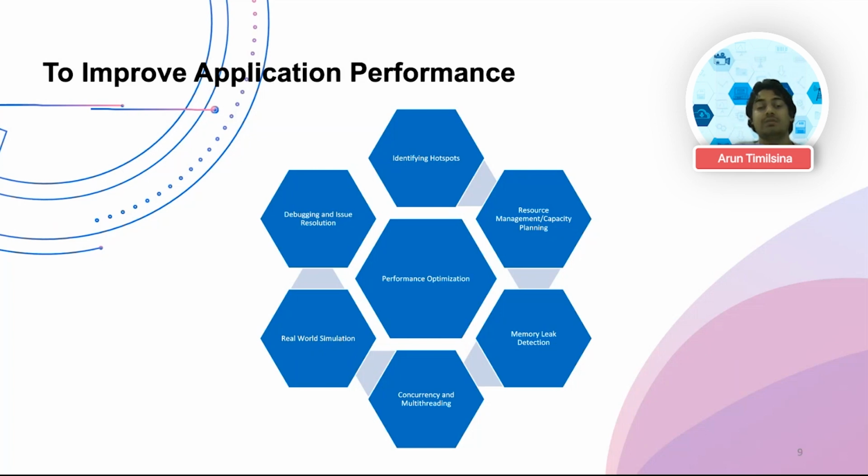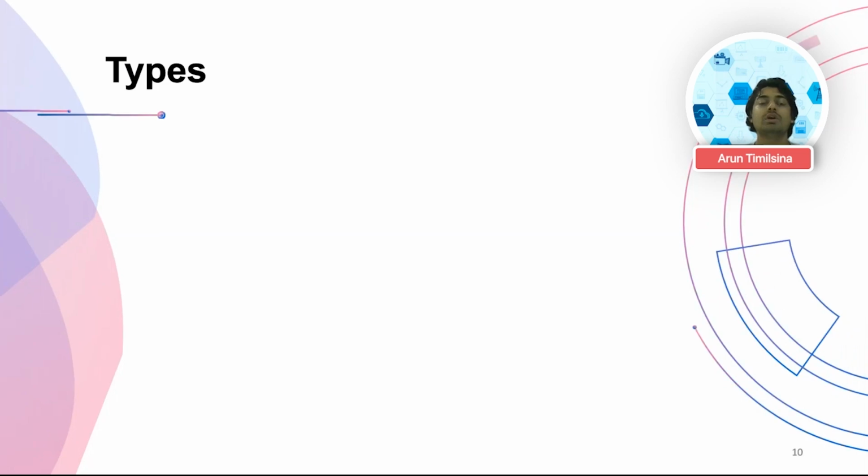Similarly, it also helps with real world simulation. Since we can have profiling and automation side by side, we can know how the code will react in real world scenarios. We can check whether there will be concurrency and multi-threading related issues or not, and we can debug and isolate those issues accordingly.